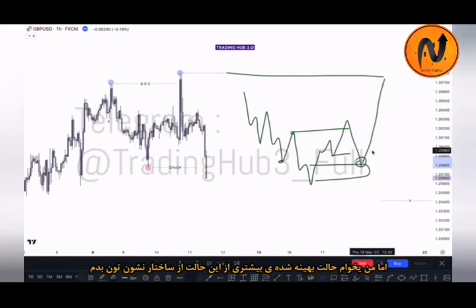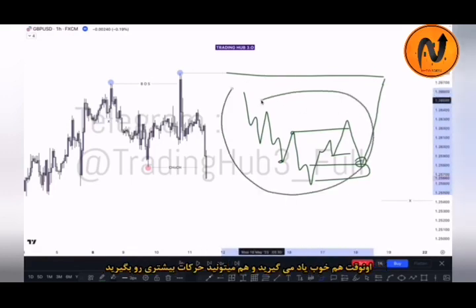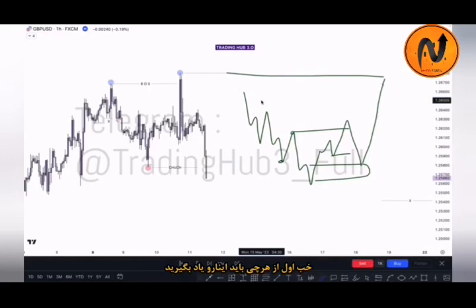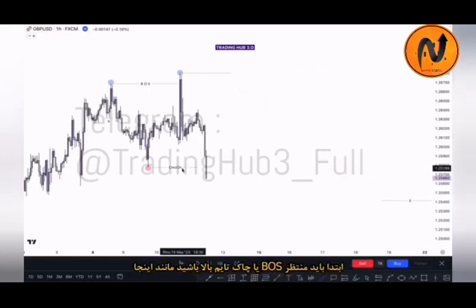Okay, but I will show you more refinement of this structure, then you can easily understand, and also you can catch very top and bottom entries. So first of all, you have to understand this thing. You have to wait for a break of structure and change of character in a higher time frame, similar to this. Then you have to switch to a lower time frame as per your higher time frame. This is a 1 hour, then you have to switch to a 5 minute time frame.